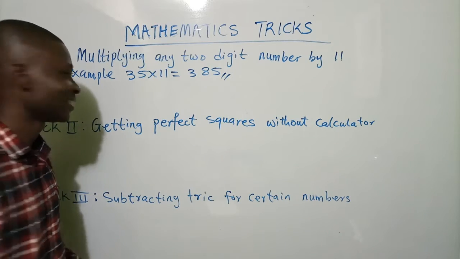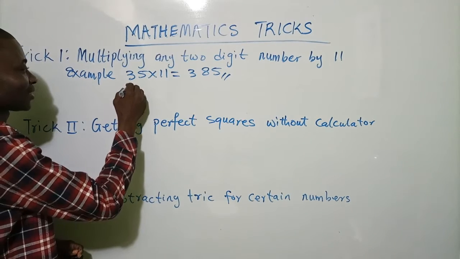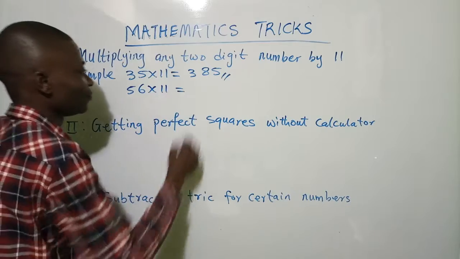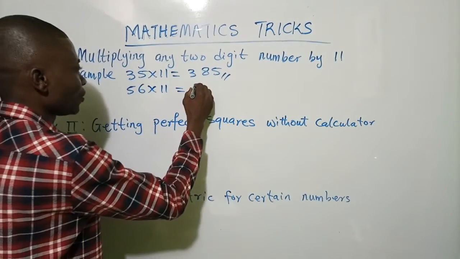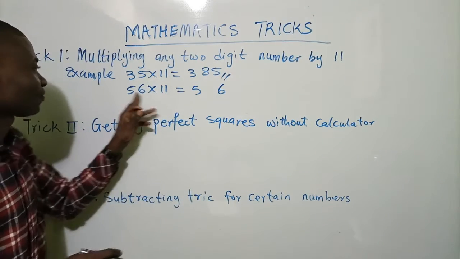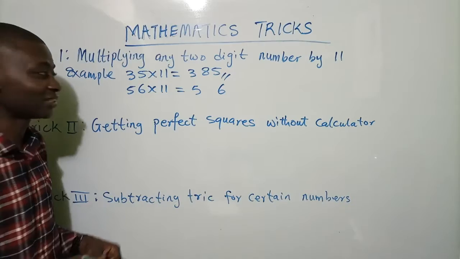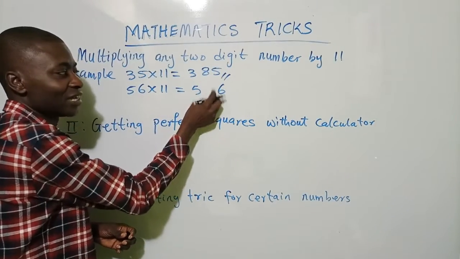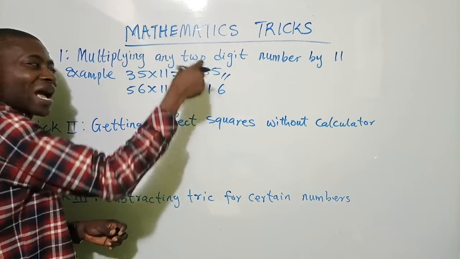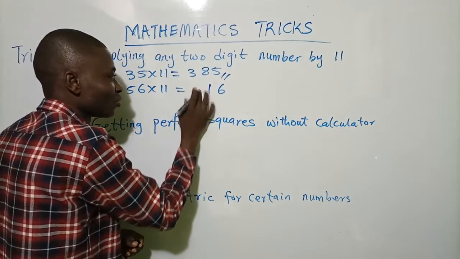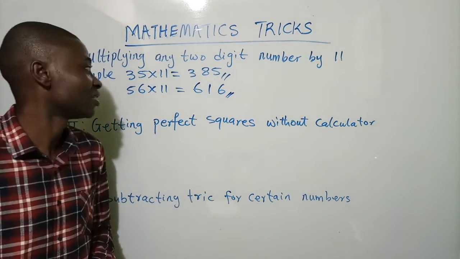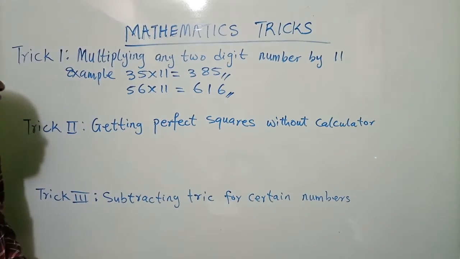Is it interesting? Let's take another one again. Let's say for instance I have 56 times 11. Again, open it up: 5, 6. Now we add this. 5 plus 6 is 11. So you won't just write 11 here. We'll write down 1, and add the 1 to this 5. When we add the 1 to the 5, it becomes 6, and that is the answer. So 56 times 11 is equal to 616.